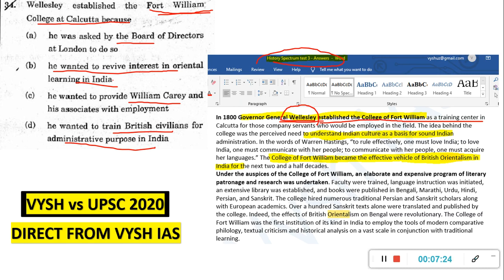Now, if you see, he wanted people to understand the Indian culture, so that Indian administration could be done properly, and the College of Fort William became the effective vehicle for British Orientalism in India. So it became an effective vehicle, eventually, but that is not why it was set up. It was set up actually for training, as a training center in Calcutta for the company servants, so that they could do better administration. So administrative purpose, better training. This is the answer. 34D, this is the official answer key of UPSC also. So whoever told otherwise, that is wrong.